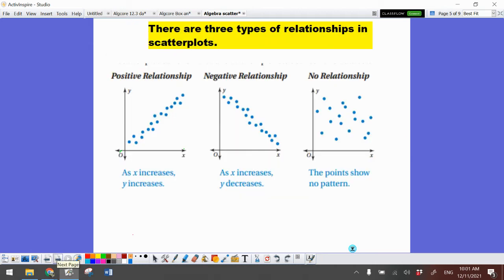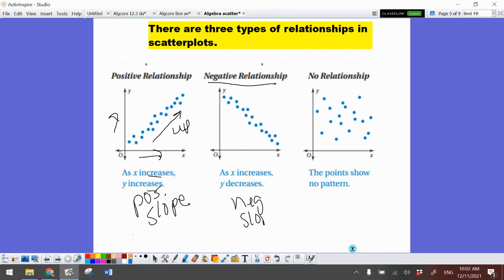All right, now let's talk about our three types of relationships. There is a positive relationship, and that means that it is going up. It's going to be a positive slope if I was to draw a line of best fit. That means as x goes up, y goes up. Those are both increasing. Now, a negative relationship is a negative slope because it's going down. One of them is getting bigger, the other one is getting smaller.